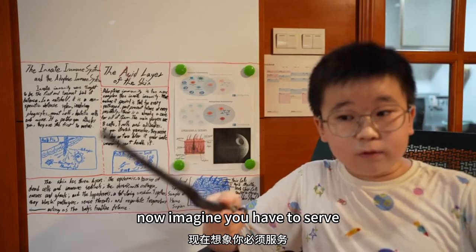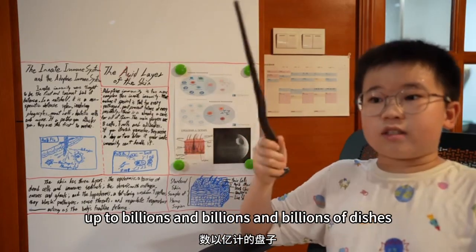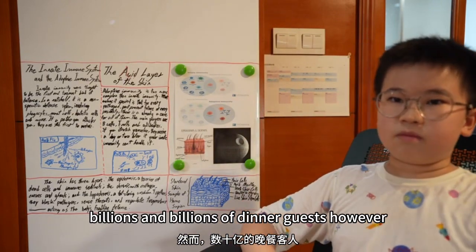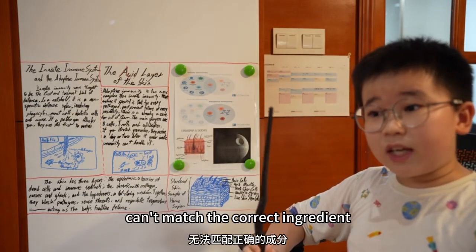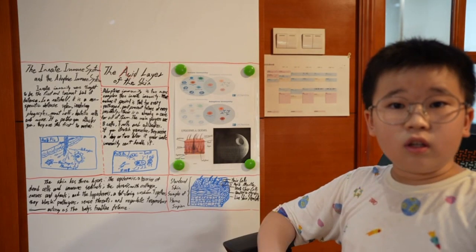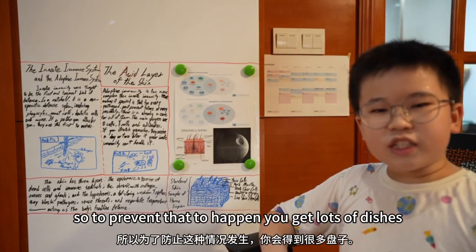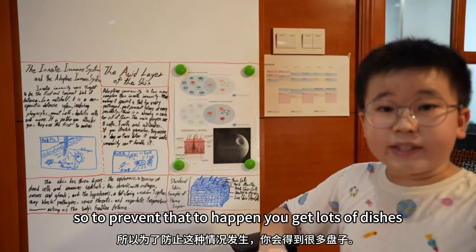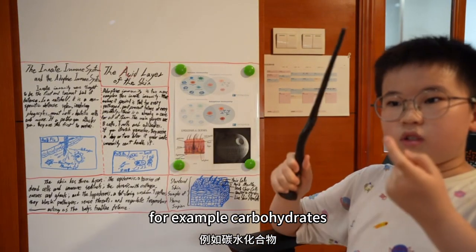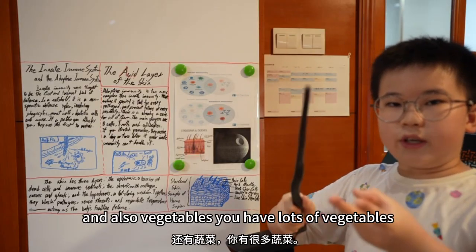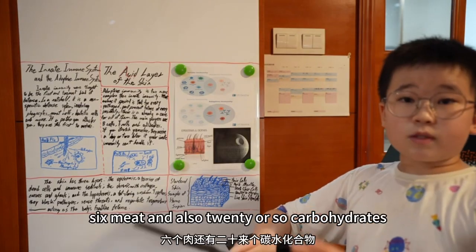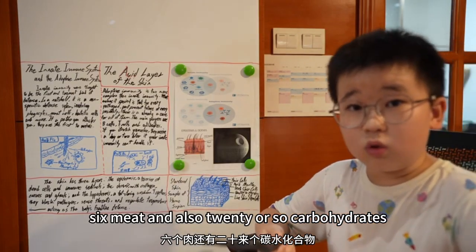Imagine you have to serve billions and billions of dishes for billions and billions of dinner guests. However, if even one dish can't match the correct dinner guest, instead of giving you a bad review of your restaurant, they'll shoot you in the face. So, to prevent that from happening, you get lots of ingredients. For example, carbohydrates, meat or protein, and also vegetables. You have lots of vegetables, 50 or so, 6 meat, and also 20 or so carbohydrates.